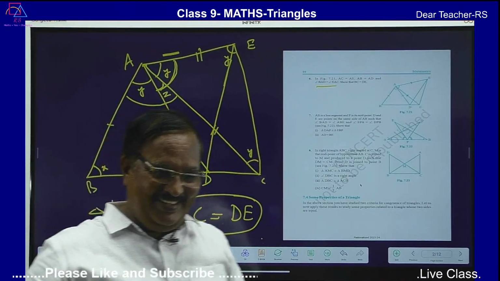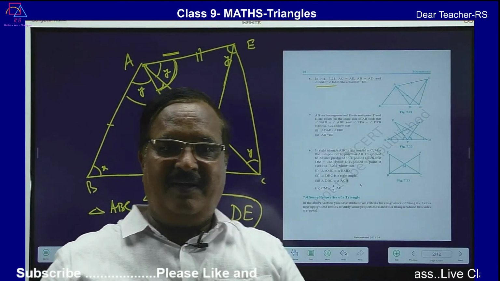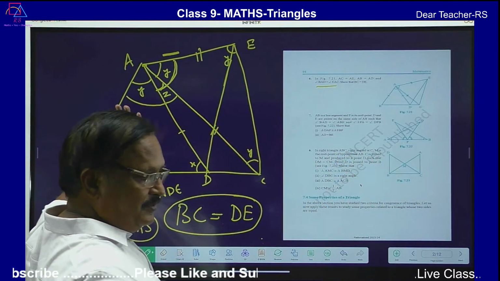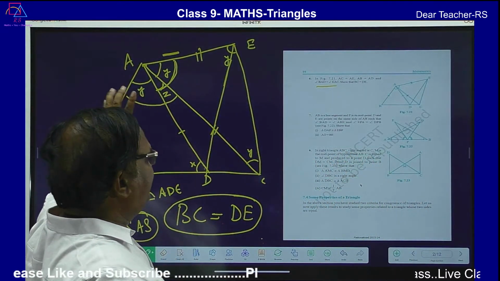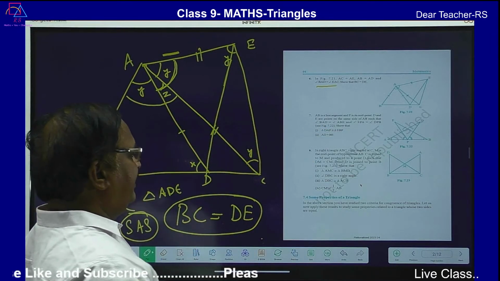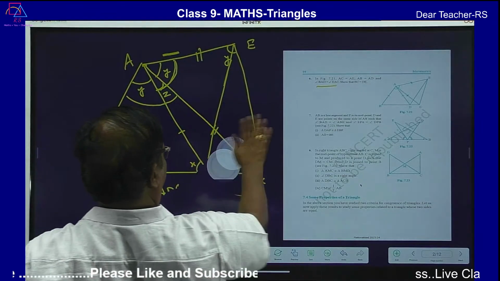Okay. So the diagrams are looking a little bit confusing, but you have to understand and visualize those particular things. Okay. Next also the same way.